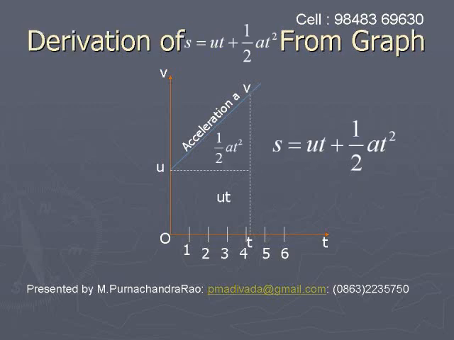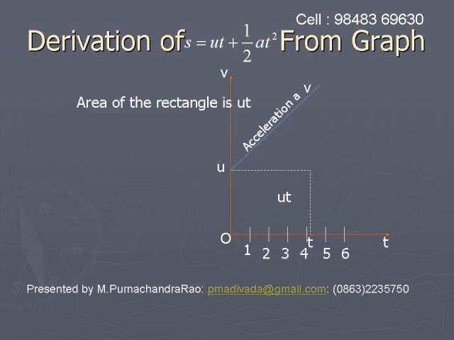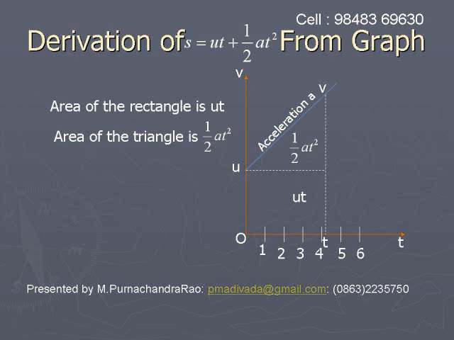Derivation of the relation s is equal to ut plus half at square from the velocity time graph. Let us take the same graph which we have used for deriving v is equal to u plus at. In this, we know the area represents displacement. The x-axis is t and the y-axis is u. Up to u, the displacement is the area of the rectangle, which is ut.